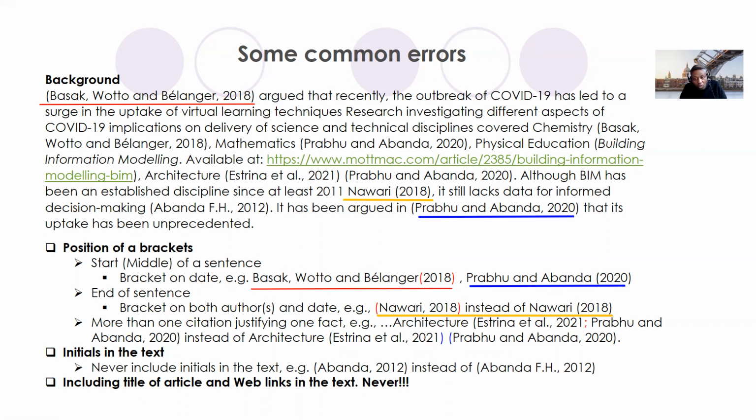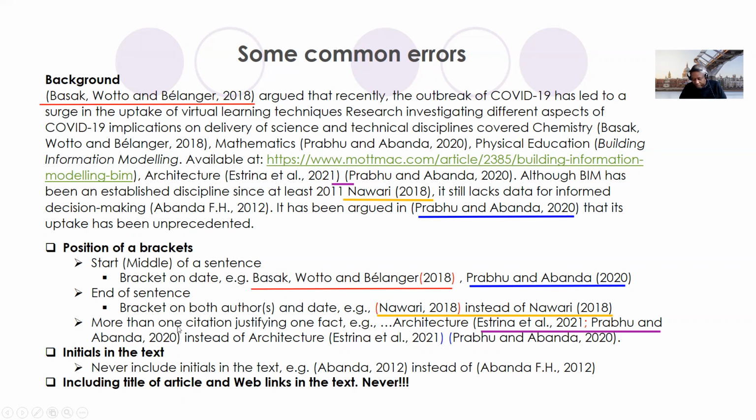Okay. Now, if you have more than one citation justifying a fact, you see, you have Estrina here, and then you have Prabhu and Abanda. You don't put them like this. You have to remove the brackets, and then you put a semicolon, like this. Instead of having a series of references in brackets, you remove the last bracket and the first bracket, and put a semicolon.